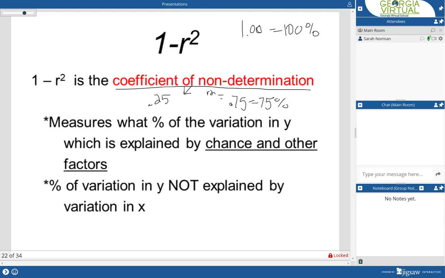The percent of variation in Y is not explained by the variation in X. Okay, so this measures the variation in Y which is explained by chance or other factors. So keep that in mind. That's specifically what the quiz or test is asking. And if you need to pause this recording and read that again, please do so.